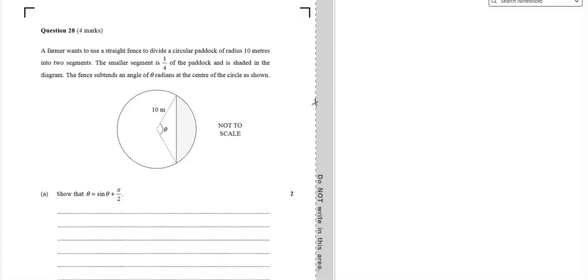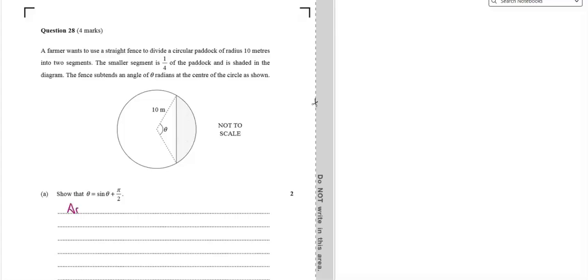Question 28. A farmer wants to use a straight fence to divide a circular paddock of radius 10 metres into 2 segments. The smaller segment is 1/4 of the paddock and is shaded in the diagram. The fence subtends an angle of theta radians at the centre of the circle as shown. Part A. Show that theta equals sine theta plus pi on 2. Pause here to try it yourself.